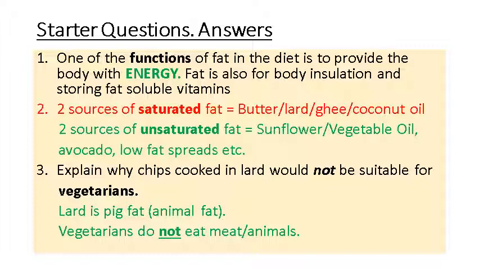And the two sources of unsaturated fat are your plant-based sources, so sunflowers, vegetable oils, avocados, low-fat spreads, etc. And then explain why chips cooked in lard would not be suitable for vegetarians. Lard is pig fat, animal fat, so vegetarians, they don't eat meat.